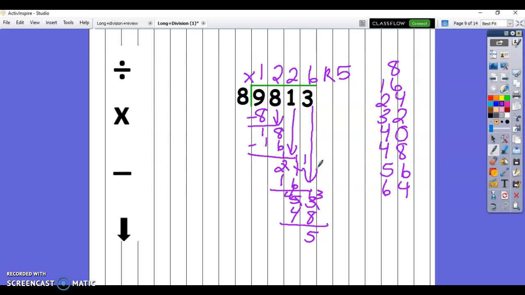6 times 8 is 48. Then you subtract. 53 minus 48 is 5. Then you have a remainder of 5. Check your work and make sure that you have done that correctly. Now we're going to move to the next one.